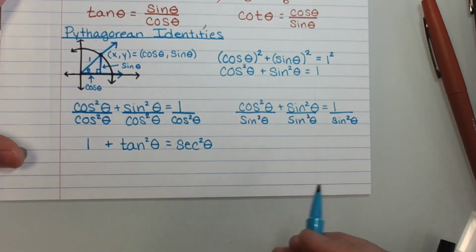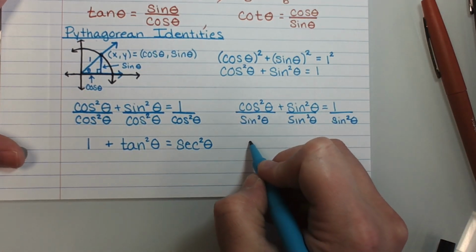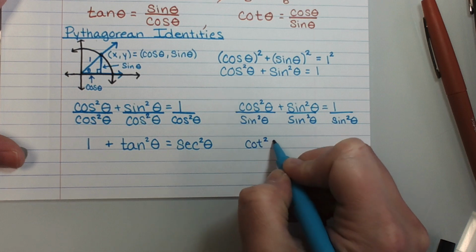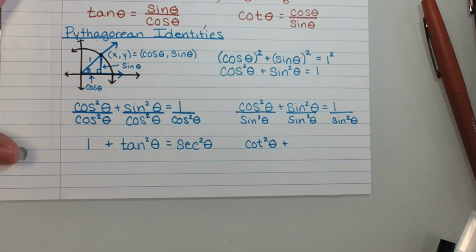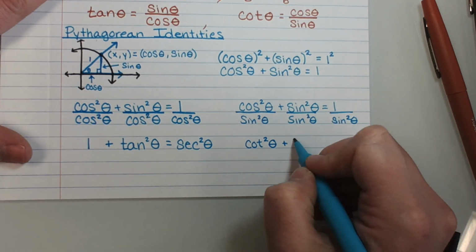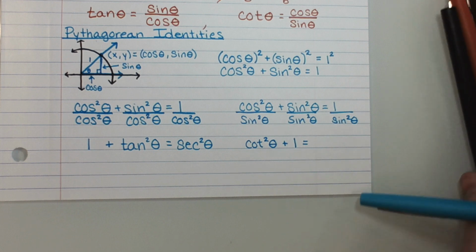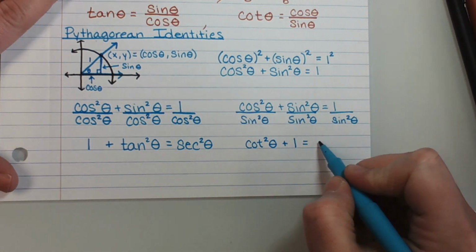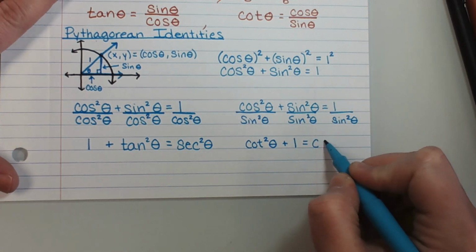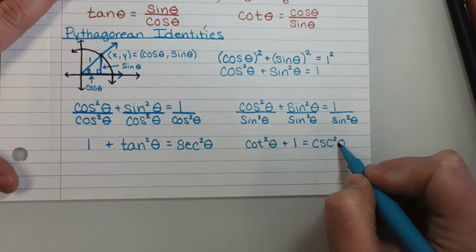Cosine squared divided by sine squared is cotangent squared. What is sine squared divided by sine squared? 1. What is 1 divided by sine squared? Cosecant squared.